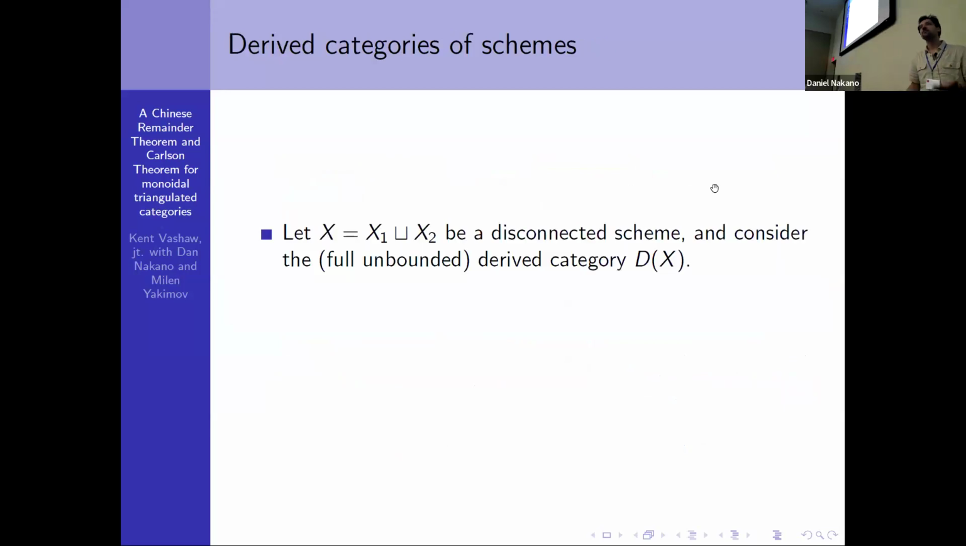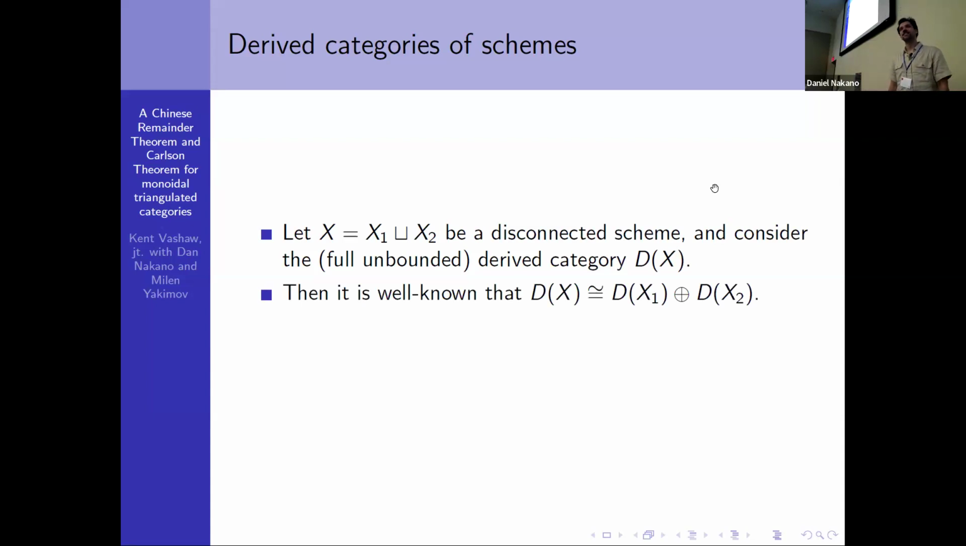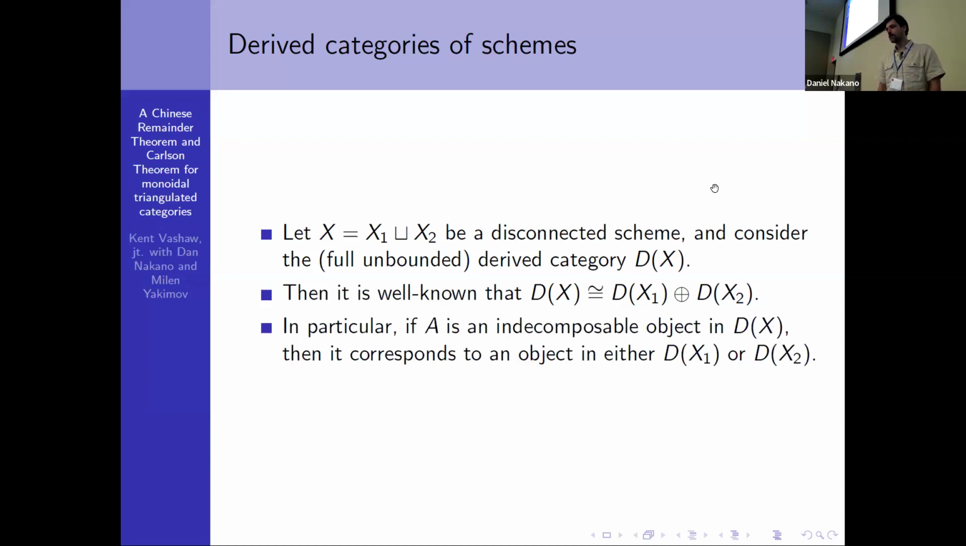So I want to say another result, which on the face of it looks a little bit unrelated. Part of what I want to convince you of in this talk is that these two seemingly very different ideas are actually two instantiations of the same underlying phenomenon. This second result is that if you start with some scheme X, and it's a disconnected scheme, breaking down into X1 disjoint union with X2, we can consider the derived category of X, D of X. Then it's a fairly straightforward formal result that this derived category of X breaks down as a direct sum of triangulated categories into D of X1 plus D of X2. In particular, if you have some indecomposable object in D of X, then it really just corresponds to an object in the derived category of X1 or the derived category of X2.